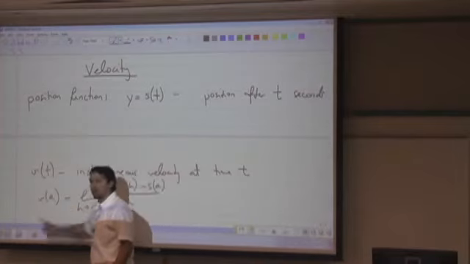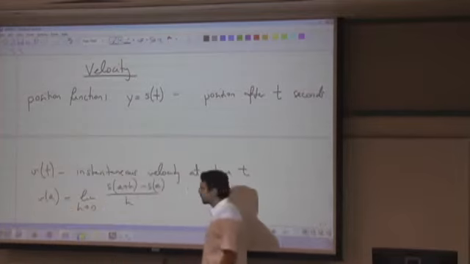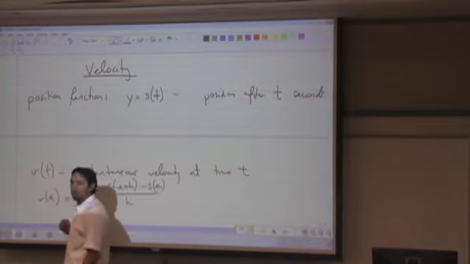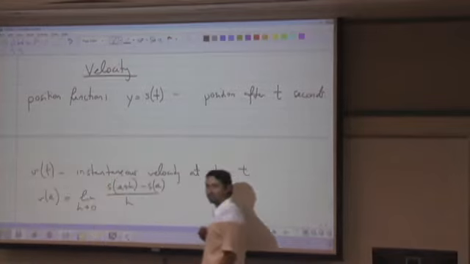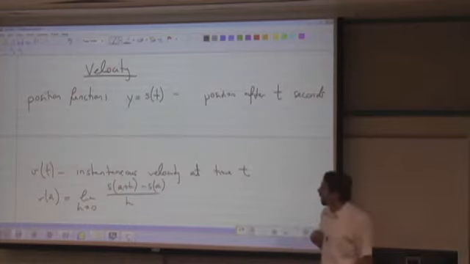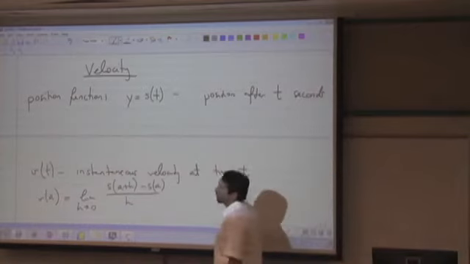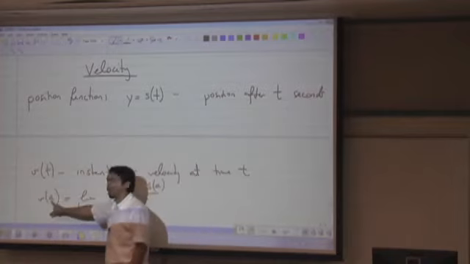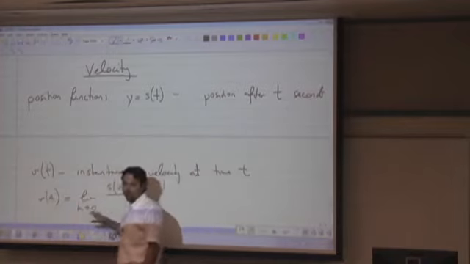What about the one above it? Is that s? This is v of t. V for velocity. So v of t and v of a are two separate things. V of t is the instantaneous velocity at time t, and this is at a point a. So when t is equal to a, this is at a particular point. Okay.